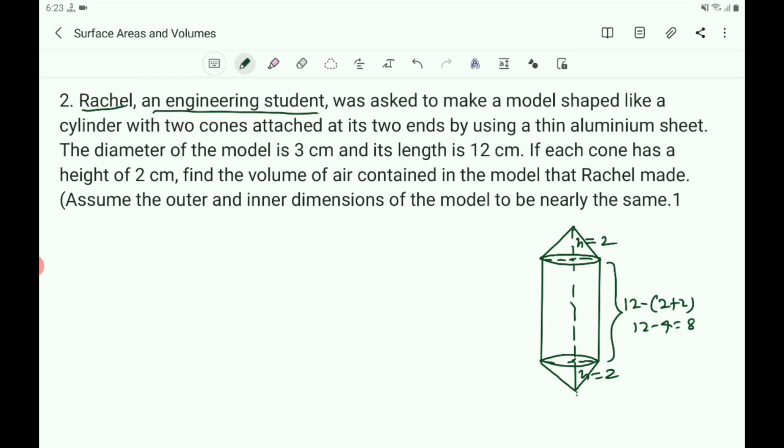Then the height of the conical portion is 2. What you have to find out? You have to find the volume of air contained in the model that Rachel made. Here the upper and lower portions are conical portions and the middle portion is the cylindrical portion. Then you write solution. Then you write for the cylindrical portion or cylindrical part, r is the same. The diameter of the model is 3, so r is 3 by 2, and h, that is the length of the cylindrical portion, is equal to 8.